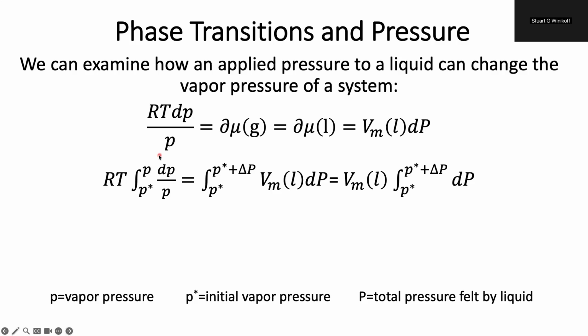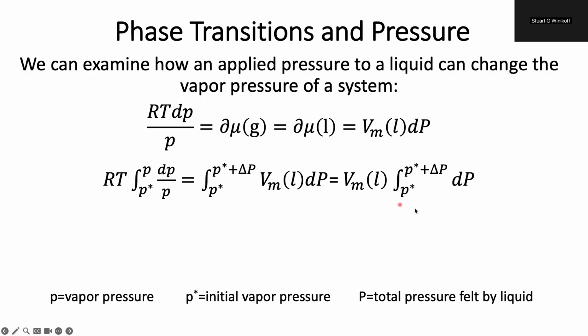Now we're just going to really be increasing the pressure of the system. So as I go from my initial vapor pressure to my new pressure, to the ambient vapor pressure, we're going to go ahead and integrate on this left side. The RT can come off, and we're integrating P over dP.